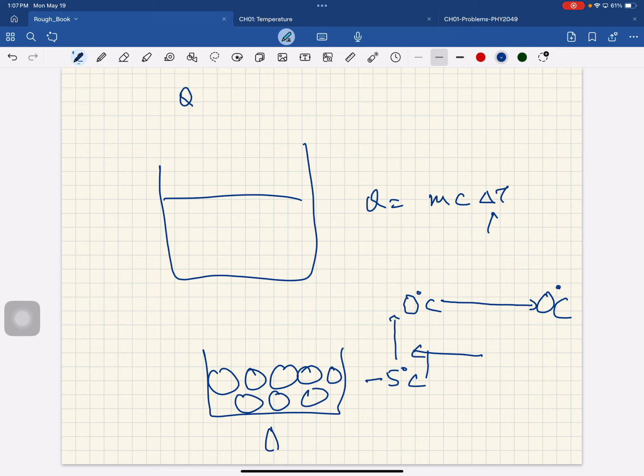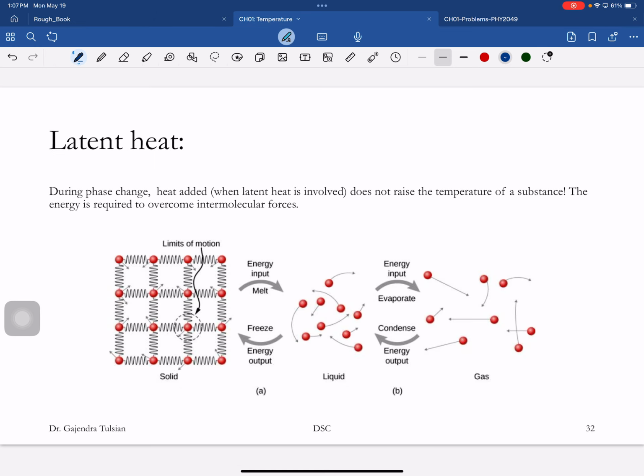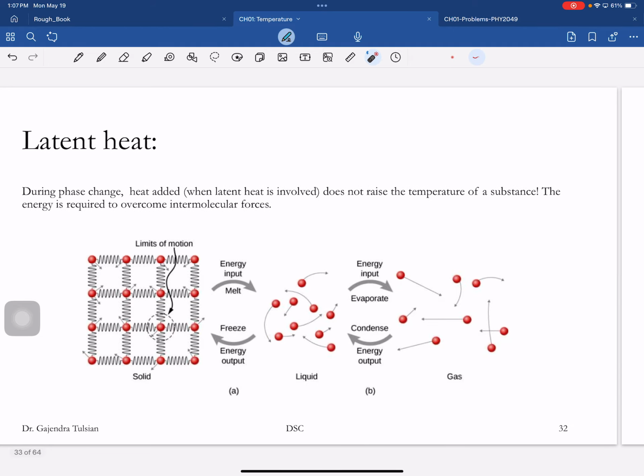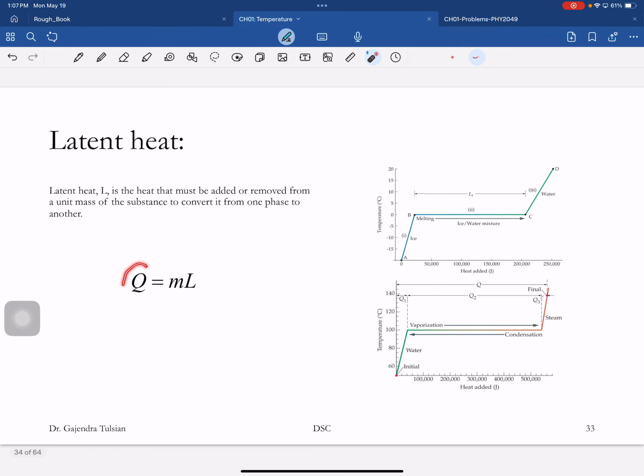So latent heat is the heat added to a system. Now we're talking about solids and liquid when the temperature is changing. And this is the heat added during phase change, L for latent heat. During phase changes, heat added does not raise the temperature of a substance. That is the energy needed to overcome the intermolecular forces. So you're breaking these bonds. The heat added is the mass of the substance that has changed phase times the latent heat.